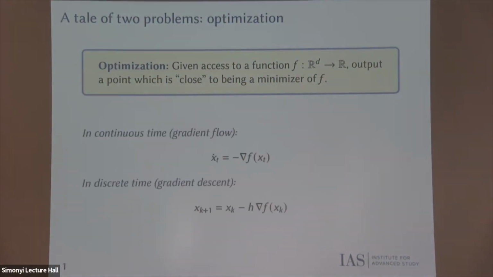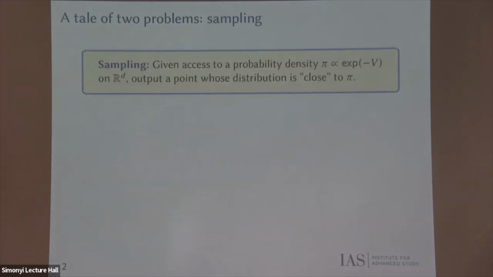but the most basic approach to optimization in continuous time is to follow the gradient flow. You just keep traveling in the direction of steepest descent. And then in discrete time, we can discretize this by choosing some step size h and then following the gradient. Okay, so that's optimization. The second problem I want to talk about is sampling.